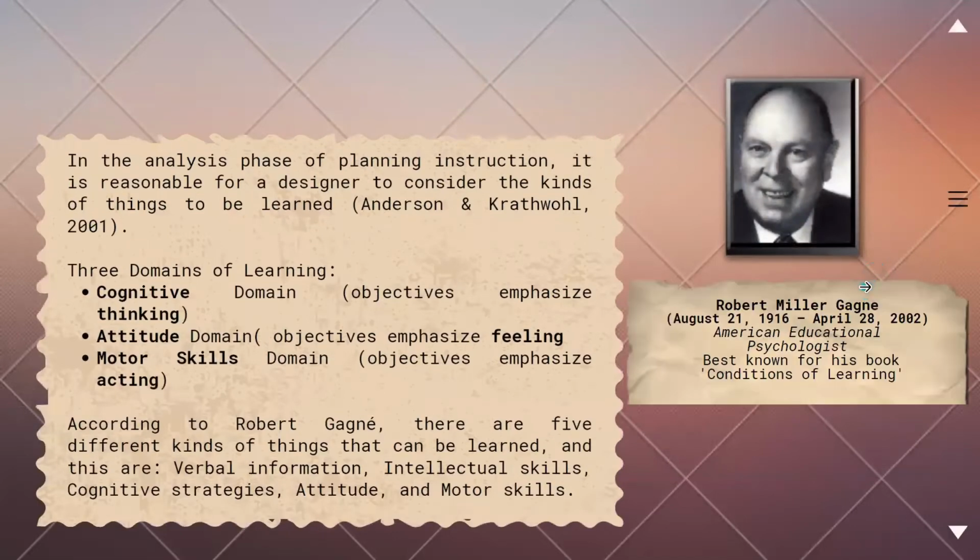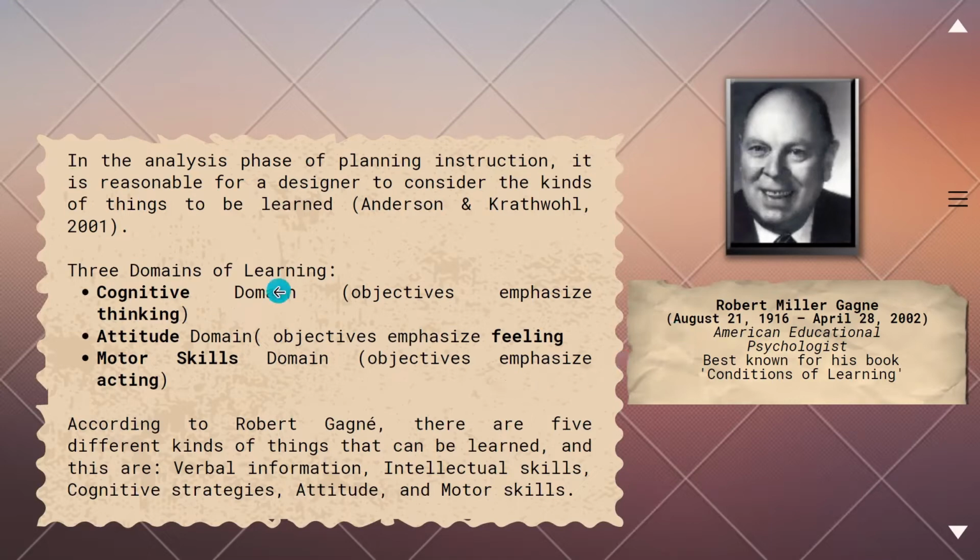In the analysis phase of planning instruction, it is reasonable for a designer to consider the kinds of things to be learned, according to Anderson and Krathwohl. There are three domains of learning, which are the cognitive domain, attitude domain, and motor skills. In the cognitive domain, the objectives emphasize thinking. In the attitude domain, the objectives emphasize feeling. While in the motor skills domain, the objectives emphasize acting.